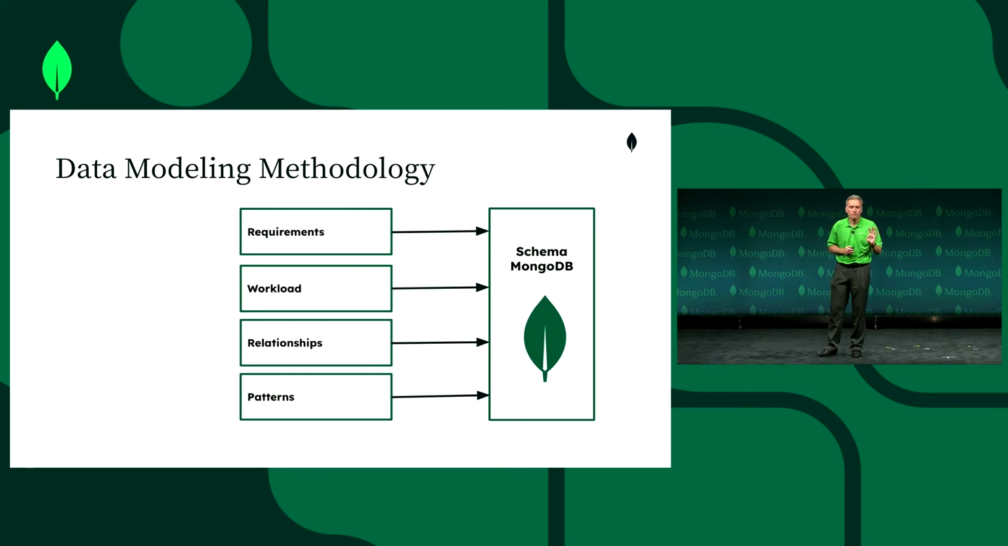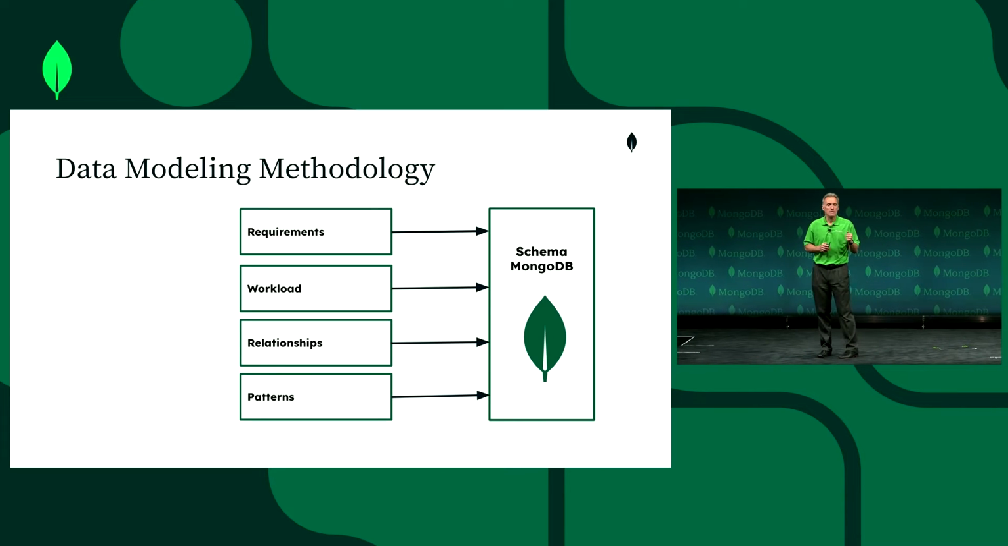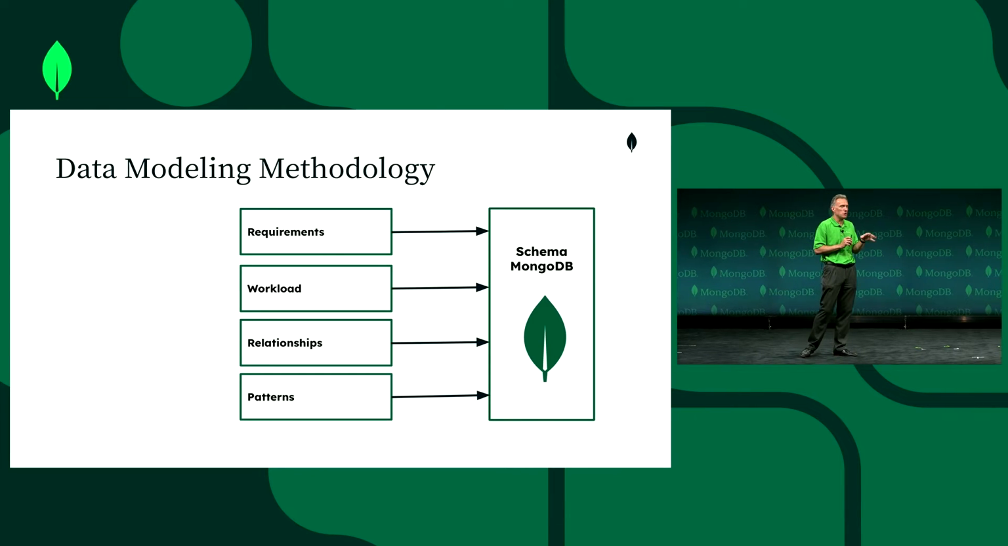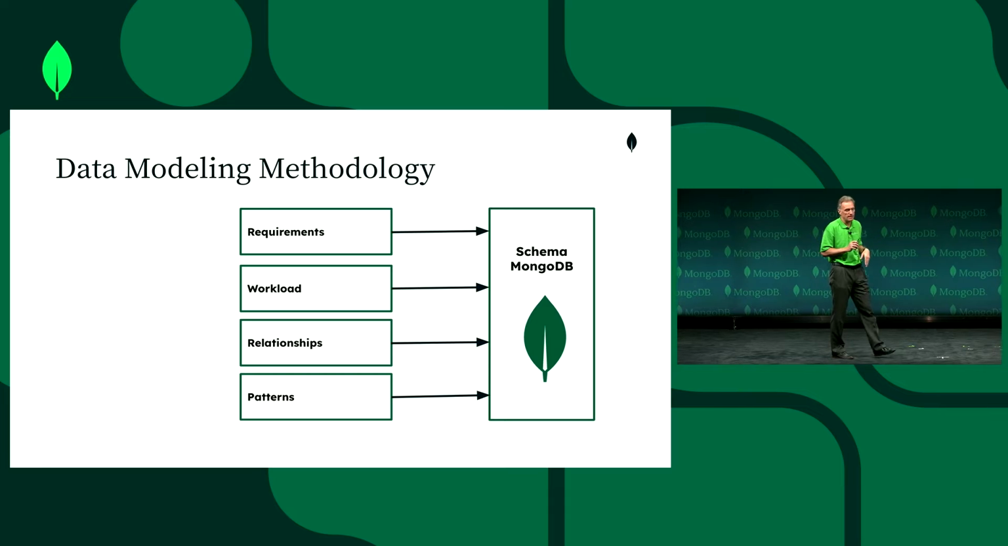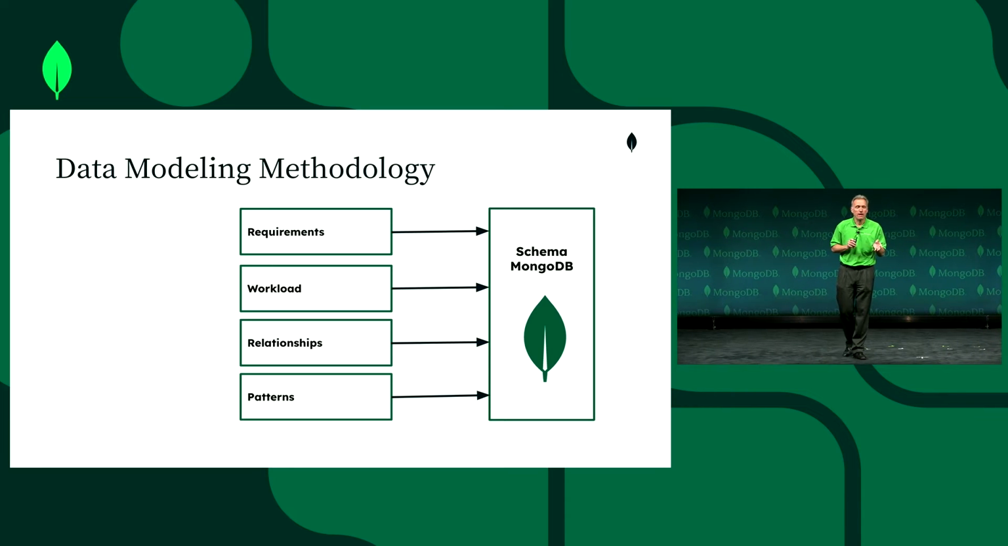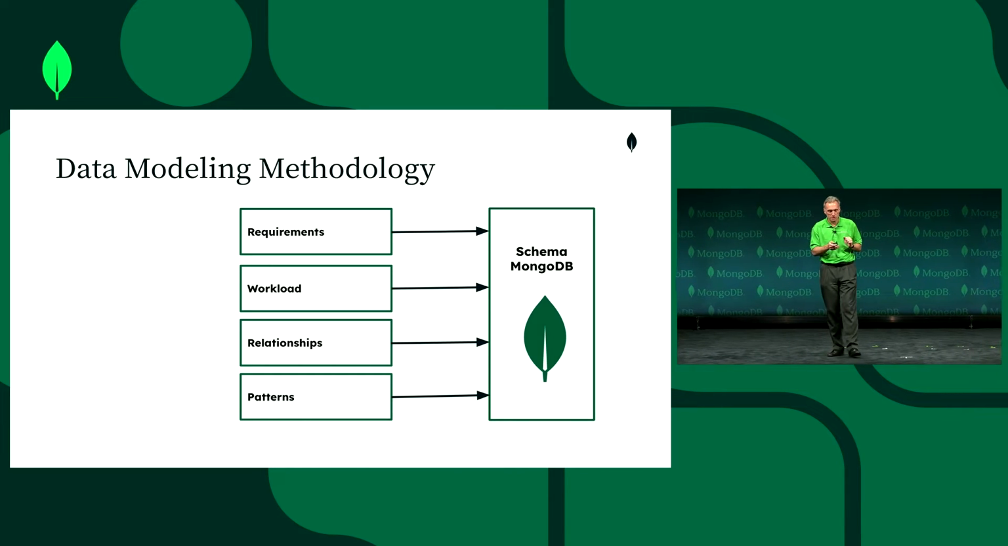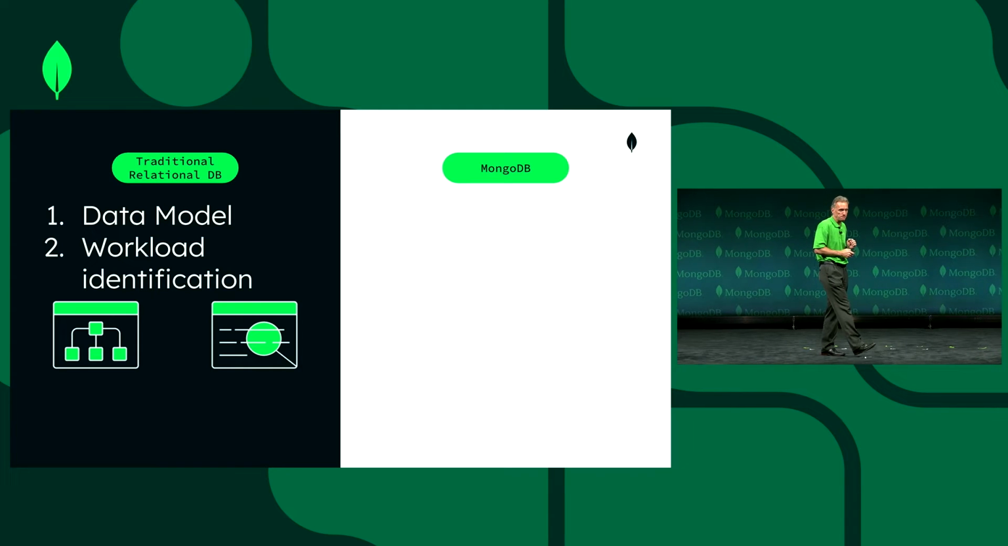So our methodology will have 4 phases. We're going to have the requirements. Then we're going to look at the workload for the application. Then once we have that, we can look at the relationships between the different pieces of data. And finally, we're going to apply patterns, and you'll see what the patterns are going to bring us.